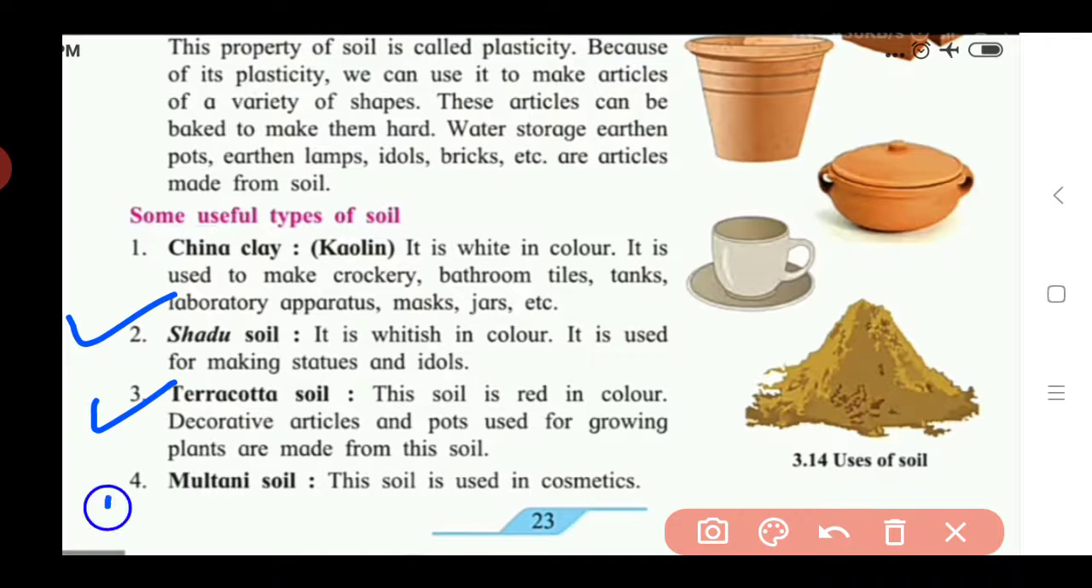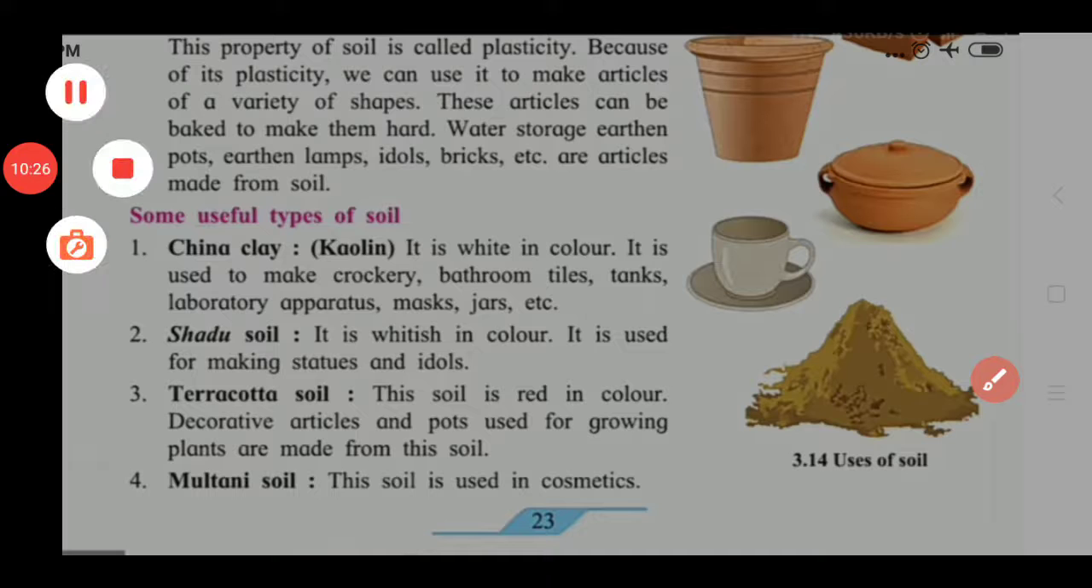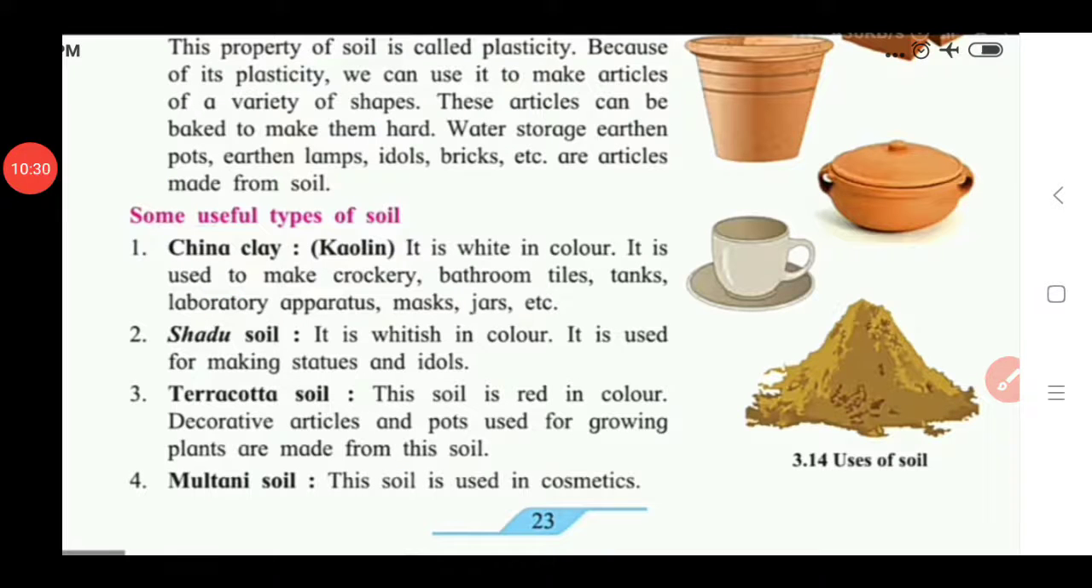The next one is multani soil. So this soil is used in cosmetics. We know nowadays we use various types of cosmetics to bring brightness to our face or our body. So in that cosmetics, multani soil is very important. So here we see some uses of soils depending upon their type, and also we see the uses depending upon their properties.